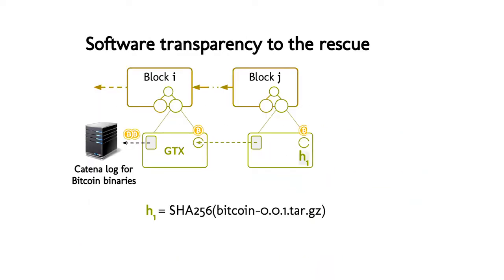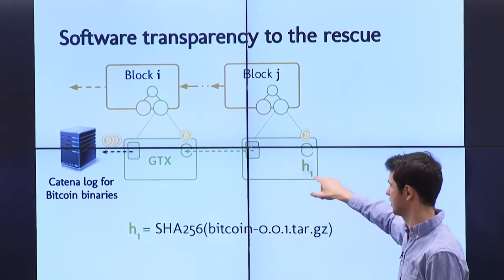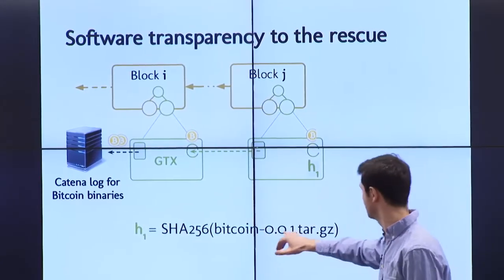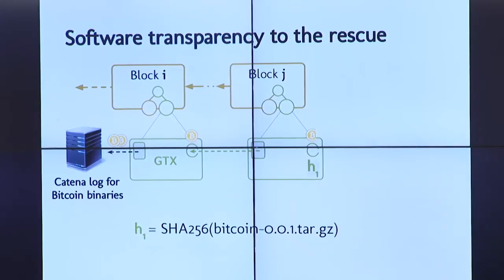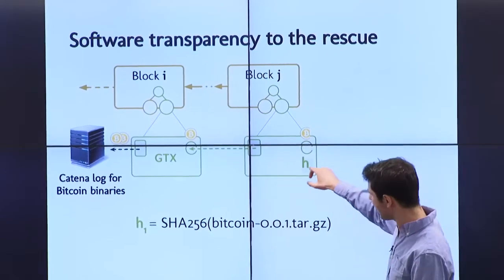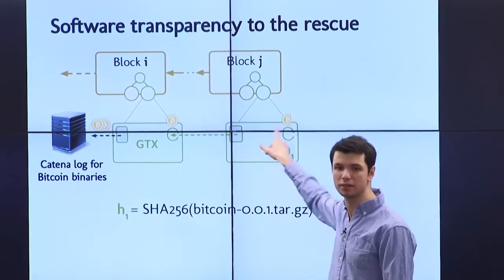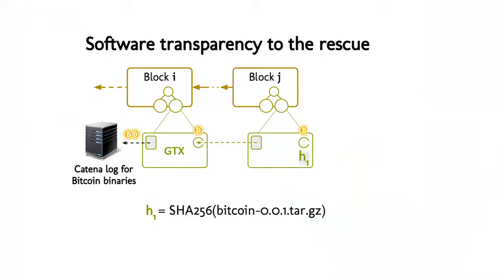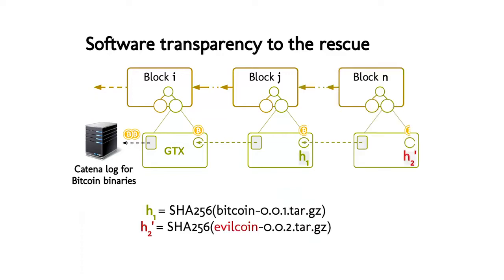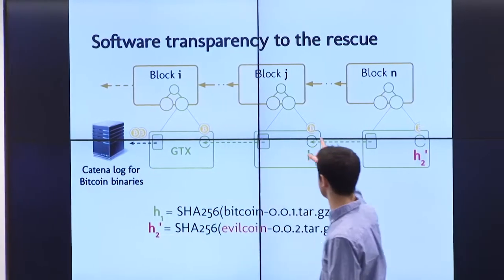So we have this Catena log for Bitcoin binaries. And let's say the first transaction has a hash of the Bitcoin 0.001 tar file, the Bitcoin binaries. And this hash here is implicitly signed by the signature in this input, because it signs the whole transaction. So now if I put this hash in a Catena log, I get a signature on it for free.